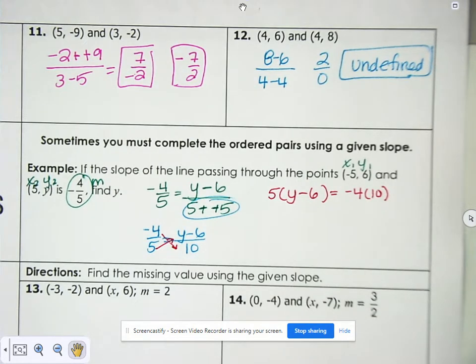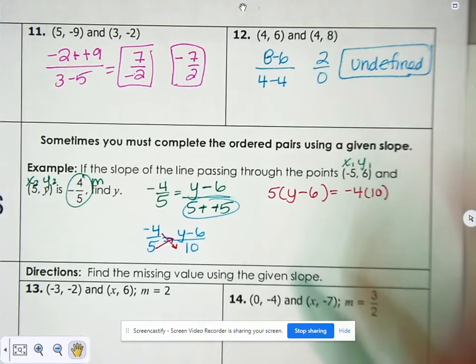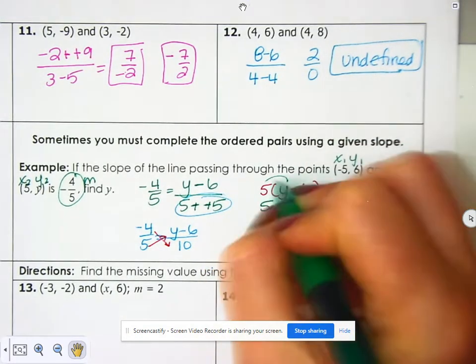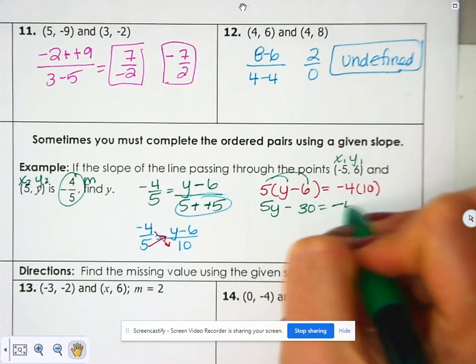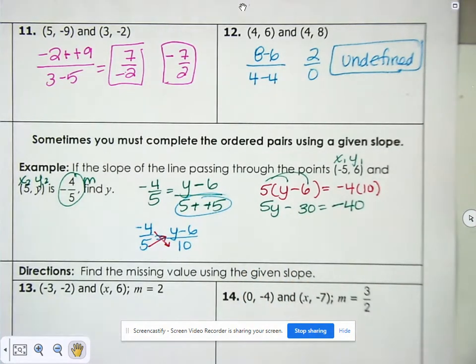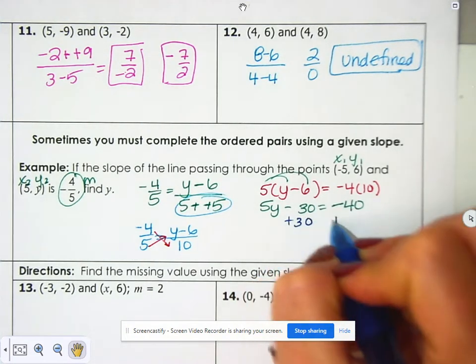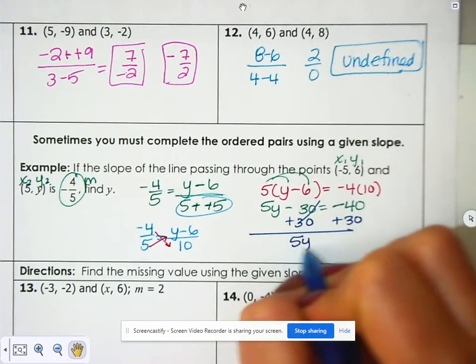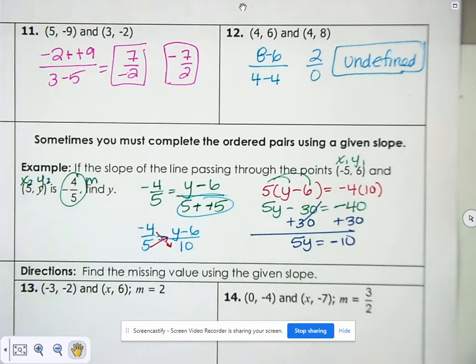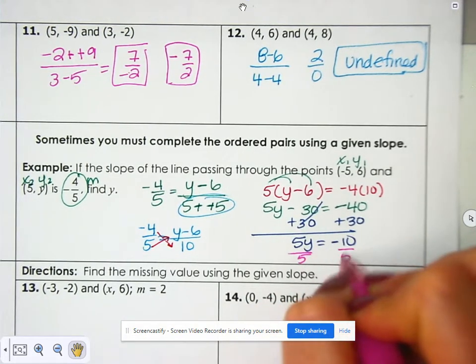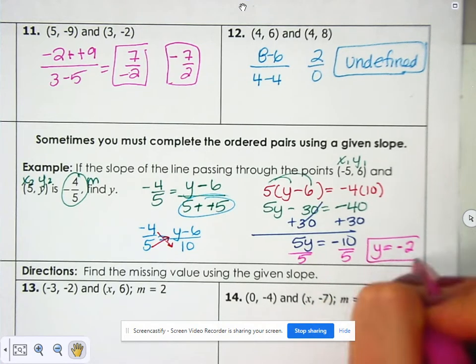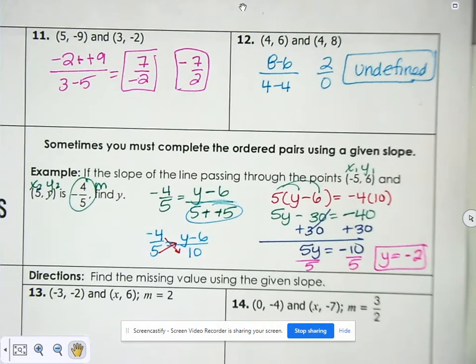Once you get to here, now it should turn into a simple equation that we should be able to do. So I'm going to distribute. 5 times y is 5y. 5 times negative 6 is minus 30, and negative 4. So this is a two-stepper. So y equals negative 2. Okay, so that's what I'm going to be doing on these last 8 problems.